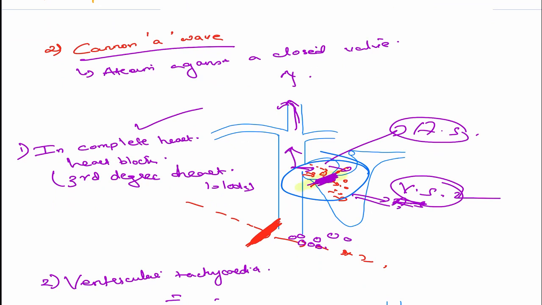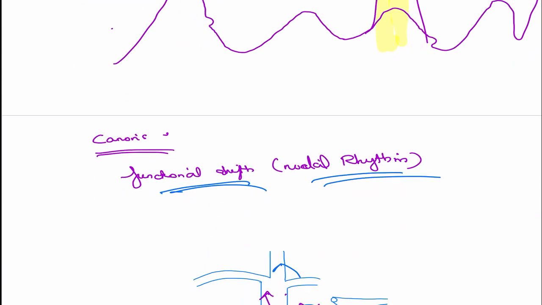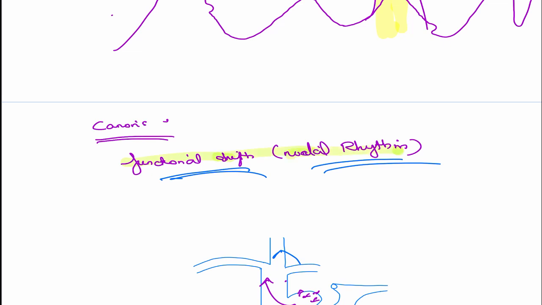Then Cannon waves, when the right atrium is contracting against a closed AV valve. That is in case of third degree heart block and ventricular tachycardia, where both are irregularly seen, whereas in junctional rhythm, that is nodal rhythm, it is very regularly seen. So that is about the JVP.